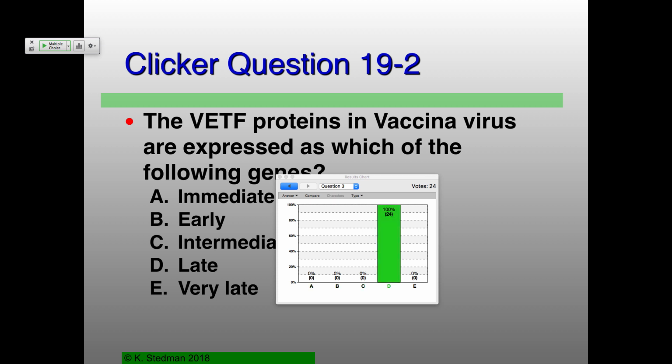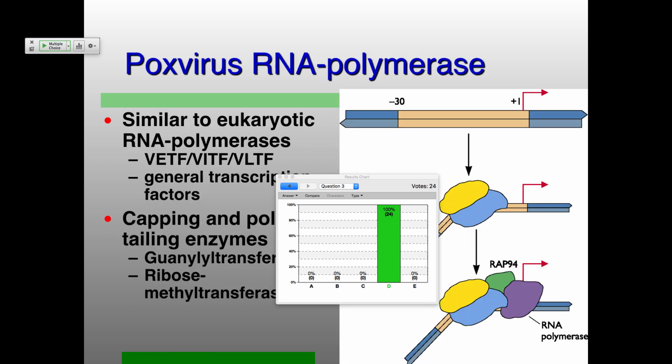So yes, D is correct. Early, intermediate, and late are the three that we have. I needed two more, so I made it intermediate, early, and very late because those don't actually really exist. Always so much fun to try and come up with different answers for these things. So, sorry, let me close this.